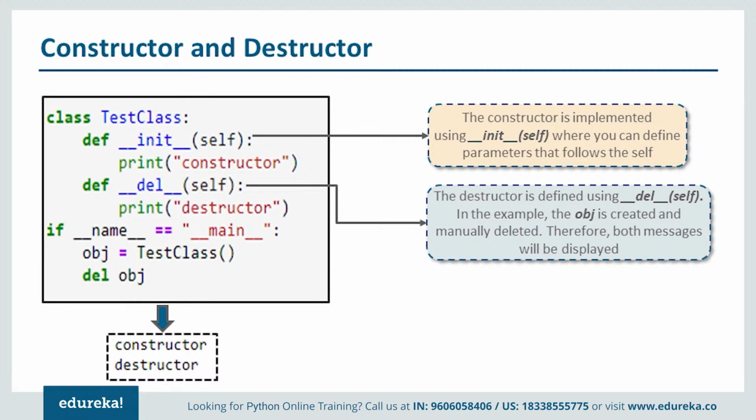Similarly, a destructor is defined with the keyword del. If a particular object is created and its execution is completed, the destructor will be called, and the constructor and destructor are called in a particular sequence. You can do operations like opening a file in the constructor, and then close it in the destructor. These are typical implementations you can use in classes.